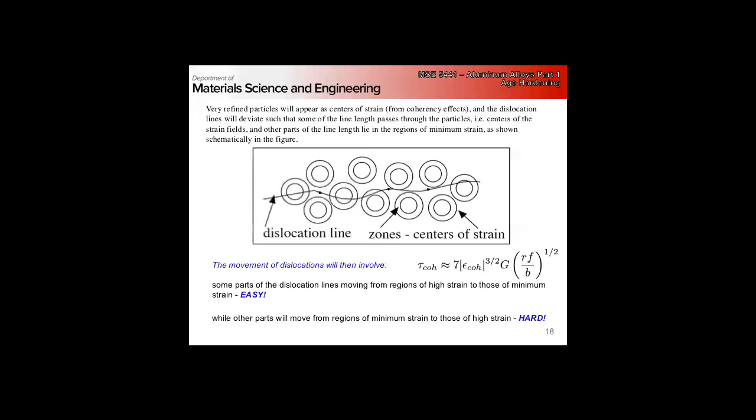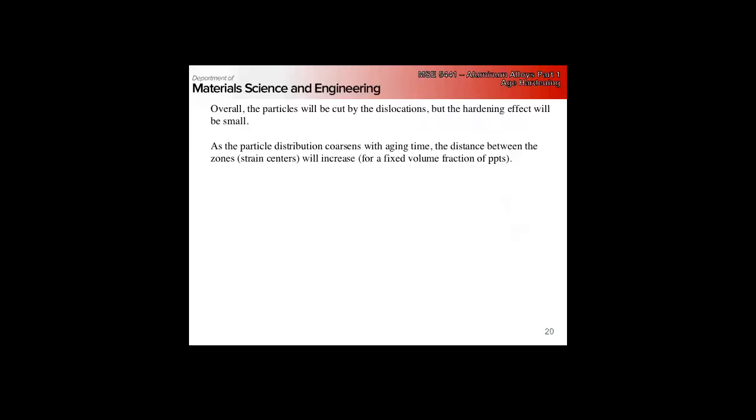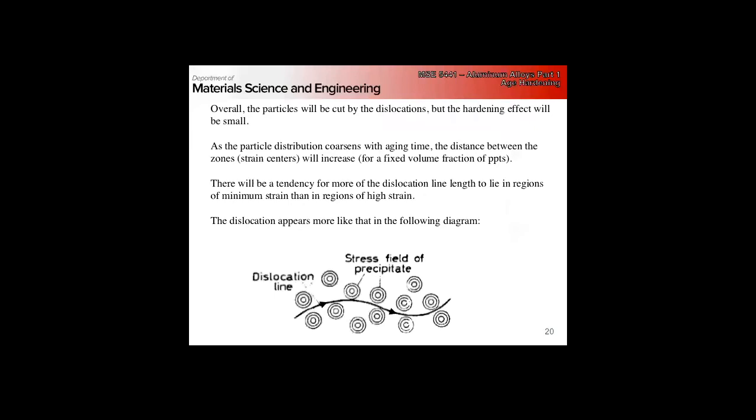it's more instructive to think of them as strained regions rather than actual particles, right? As they grow, the distance between them becomes much larger than the strain field, and now the dislocation can easily bend around them.